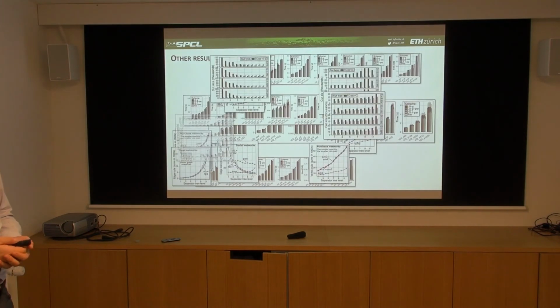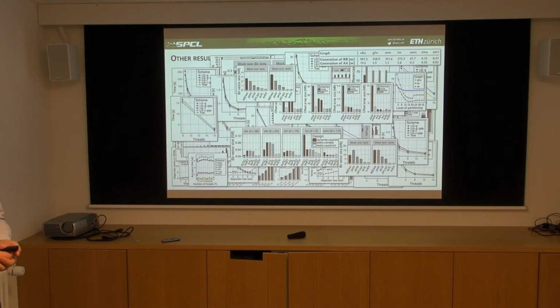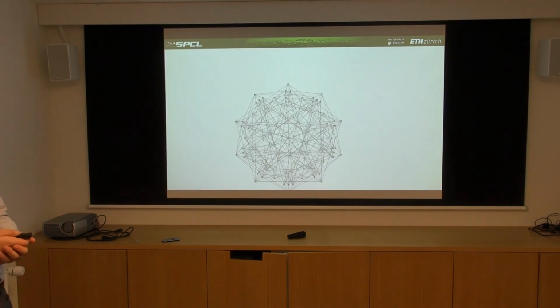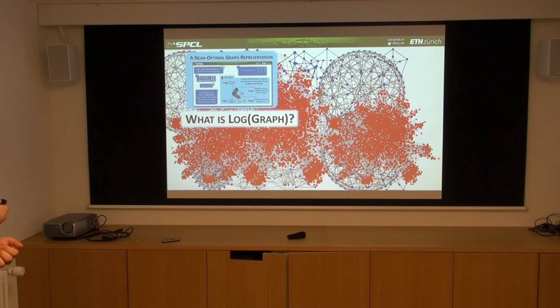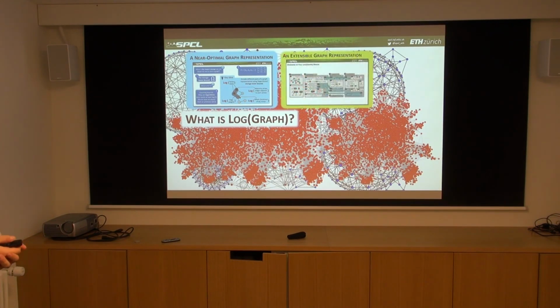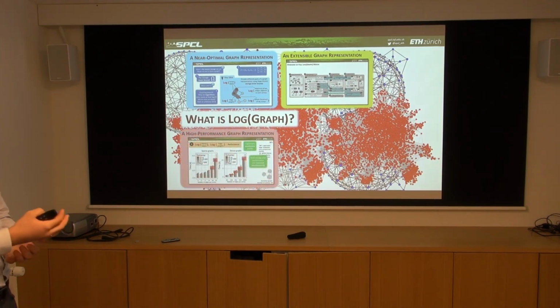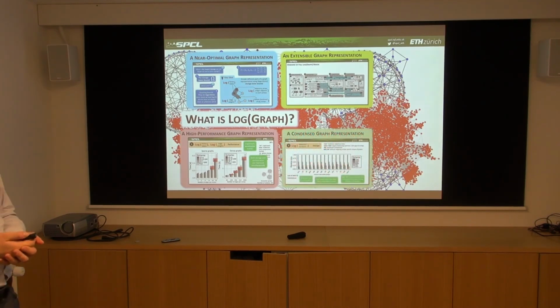We have also lots of other data. You can check all this data in the paper and the technical report. And with this slide, I'd like to conclude. So what we did, we designed LogGraph. And what is LogGraph? LogGraph is on one hand a near-optimal graph representation because we explicitly approach the storage lower bounds. LogGraph is an extensible graph representation because we design it in such a way that you can extend this with your own implementations of compression schemes for different graph elements. It's a high performance representation because it ensures performance improvements for different graphs and algorithms. And it's a condensed representation because it also reduces the storage required to store different graphs.